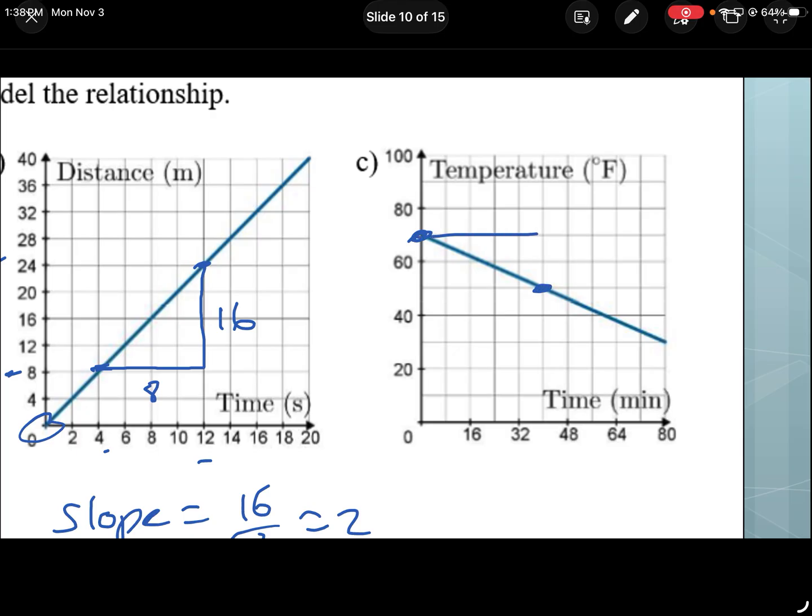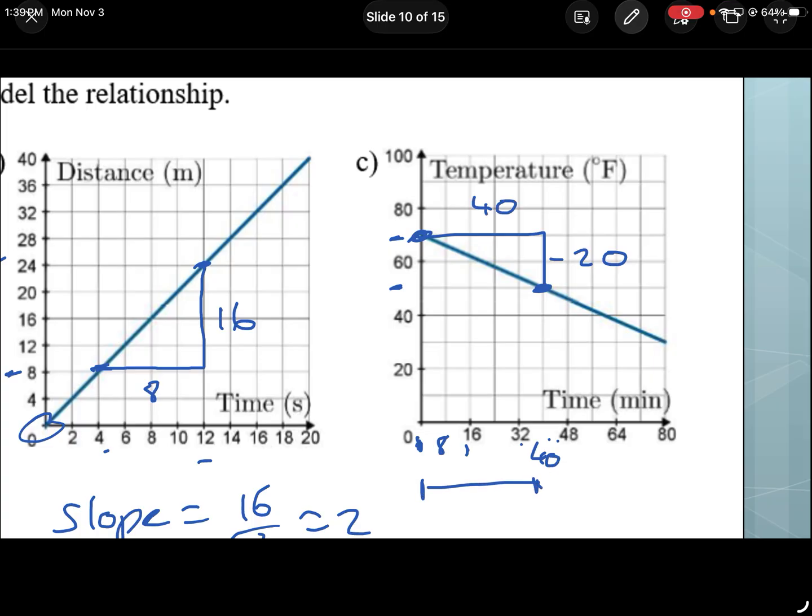Draw a triangle. It went from 70 to 50, didn't it? So that's negative 20. It went from 0 to, what is that? Well, if you're not sure what it's going up in, realize that it goes from 0 to 16 and 2, which means each little gap is 8. So we know we're just going to add 8 for each gap. So 32 goes to 40.